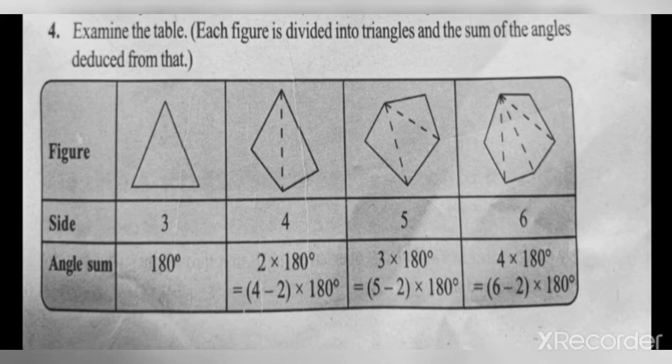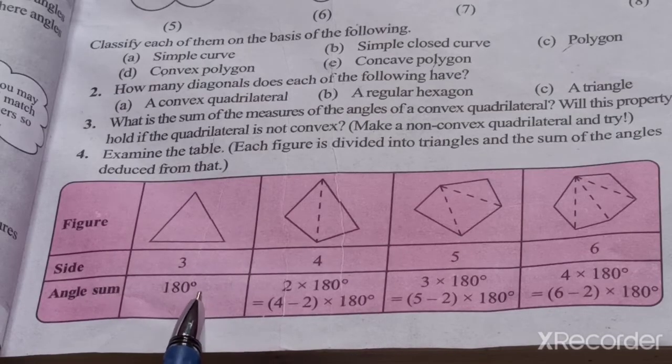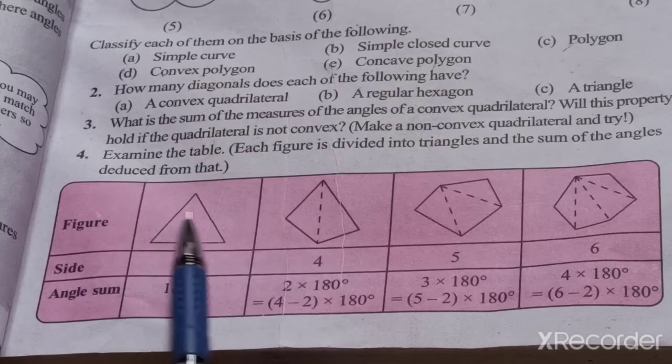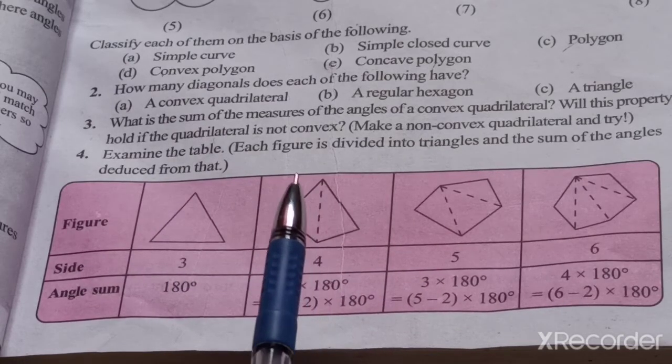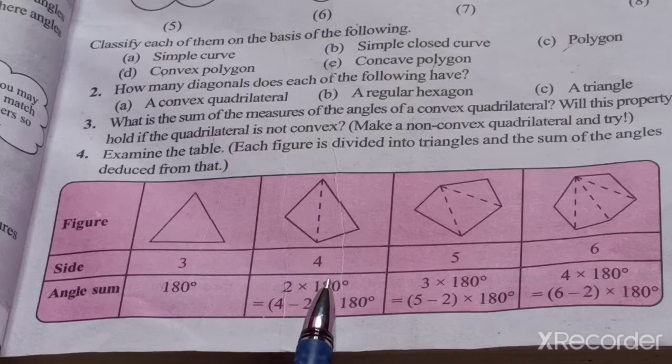So look at the picture here. As we know, the sum of the angles of a triangle is 180 degrees. So let us check how we are getting these answers. Examine the table. Already they solved it. We need to check how we got it. After checking this one, there are some problems. We need to solve that.